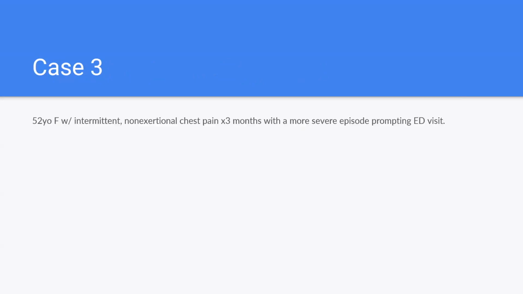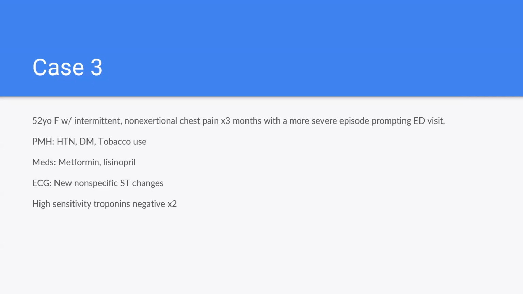This one is actually a case from my chalk talk, if anyone listened to that a couple weeks ago. 52-year-old female, intermittent non-exertional chest pain for 3 months, more severe episode prompting an ER visit. History of hypertension, diabetes, tobacco use, on medications, non-specific EKG findings, and troponins are negative x2. Next step?